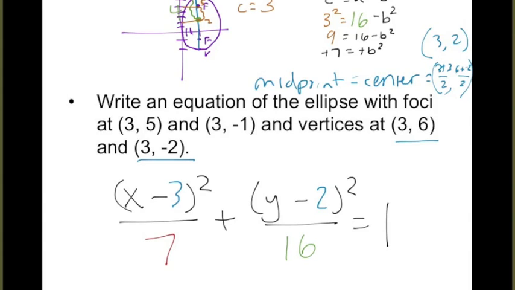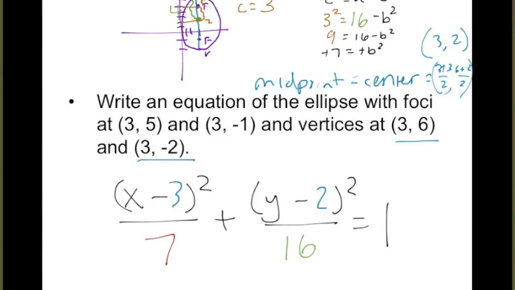So if you're given your vertex and your co-vertex, it's a little bit easier because everything just kind of lines up and you know about sideways motion and up and down motion. If you're given your foci, you only know about one direction of motion. So then you have to use that second equation of the kind of Pythagorean theorem type format, c squared equals a squared minus b squared, to find the other denominator.